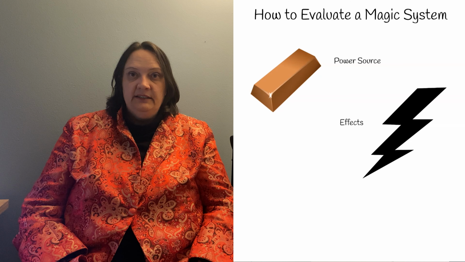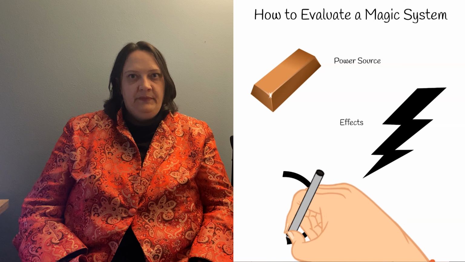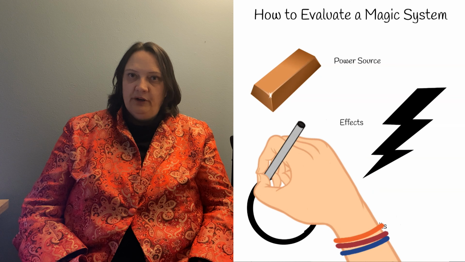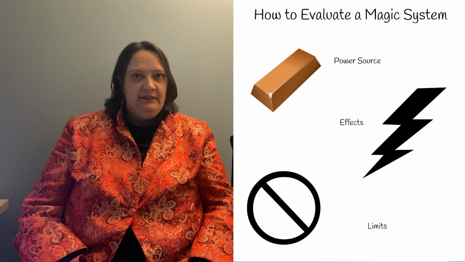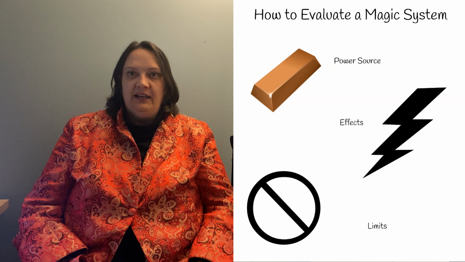And lastly, I take a look at the limits on the power, which is a very important component, but one that I like to look at in the end to see how the power is actually limited to make sure it doesn't get out of hand. Okay, so that's how I look at magic systems. Let's get on with the 4 types of magic systems.